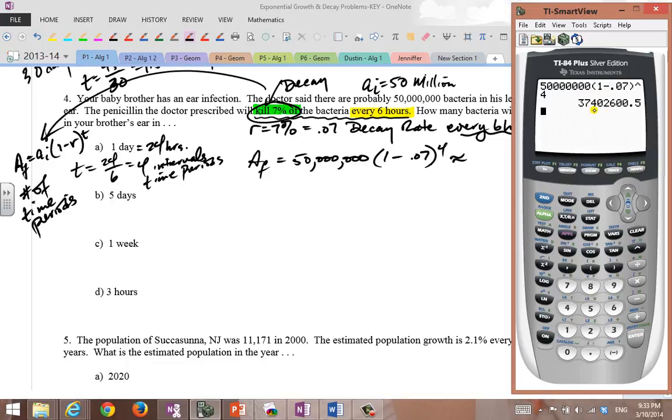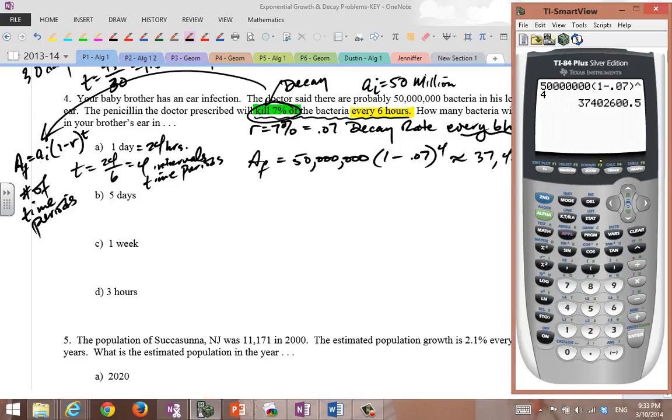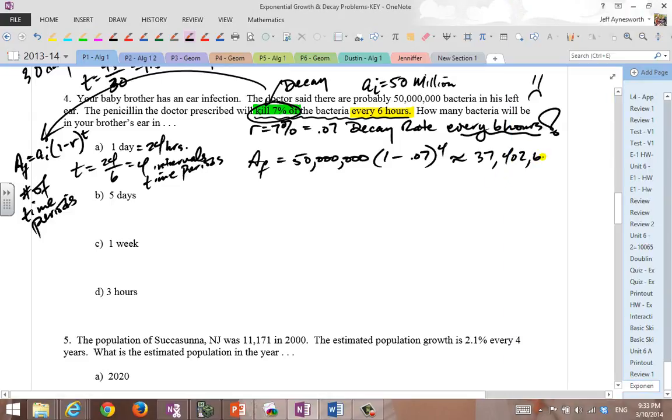All right, and so there's 37,402,600.5 bacteria. I'm going to round it up, so 37,402,601 bacteria left after a day.